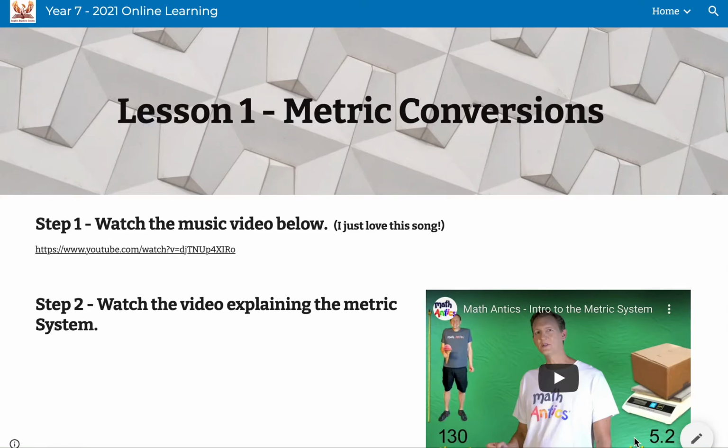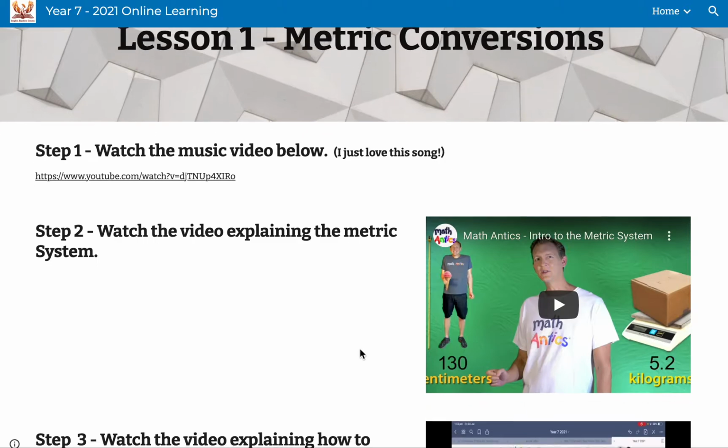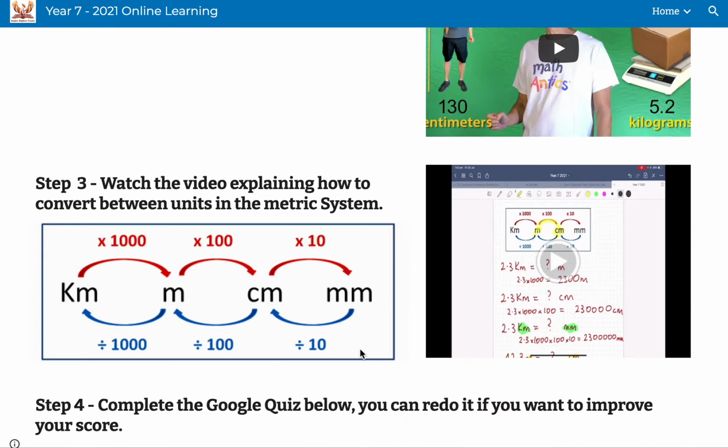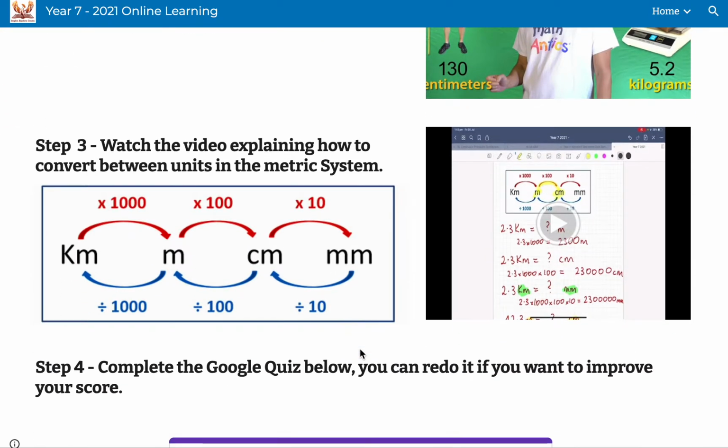Okay, lesson 1 of our new topic, metric conversions. So we're doing geometry, and when we're working with geometry, we need to work with measurement, and we need to look at the lengths of different shapes, different sides on shapes. We need to look at perimeter, so we need to use these units quite often. And sometimes we're going to be asked to convert from one unit to another.